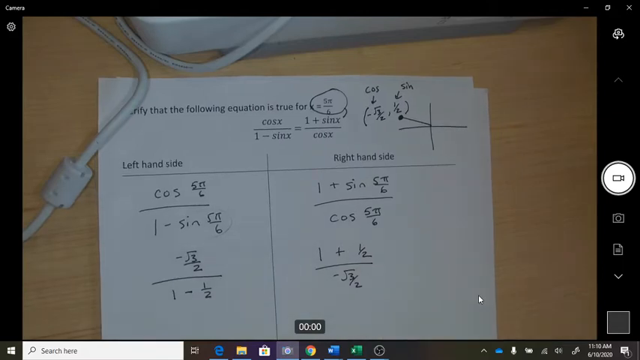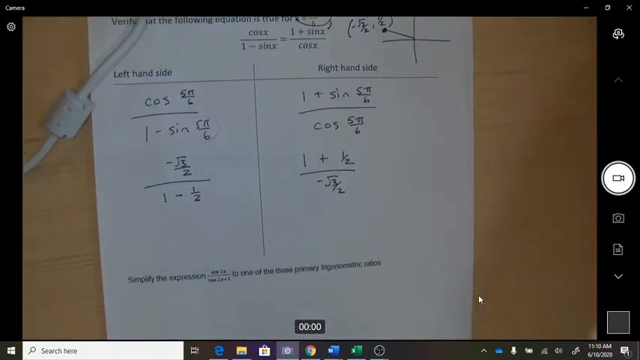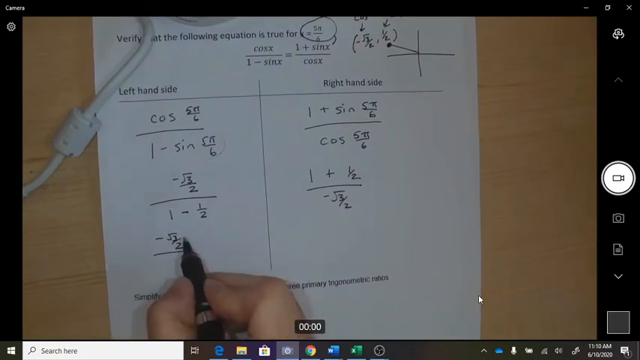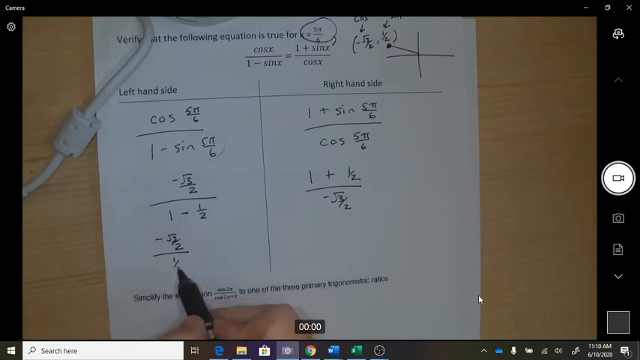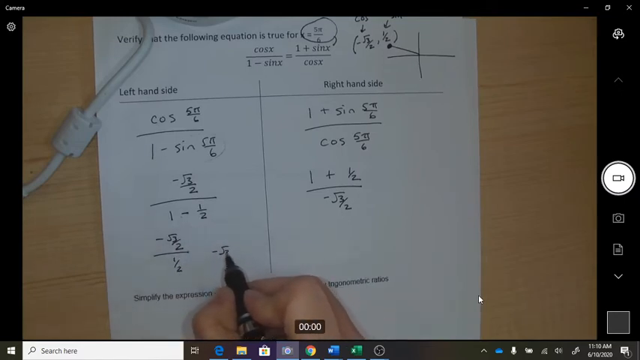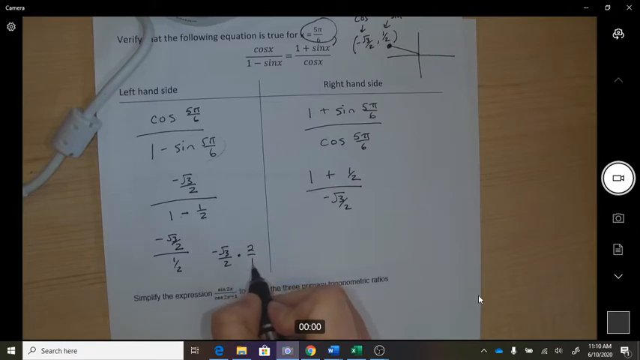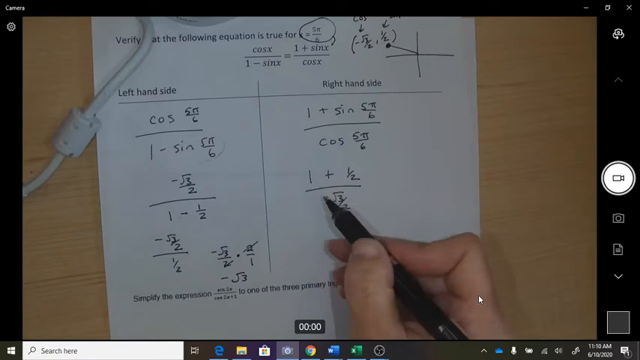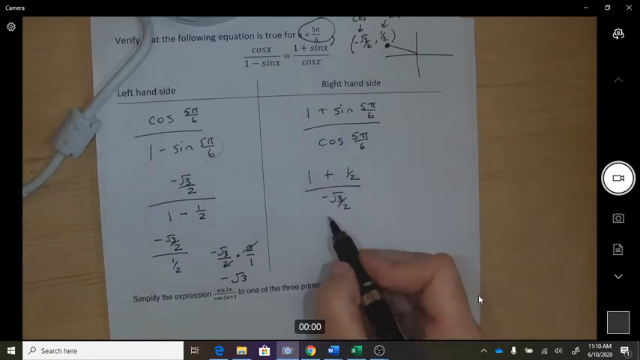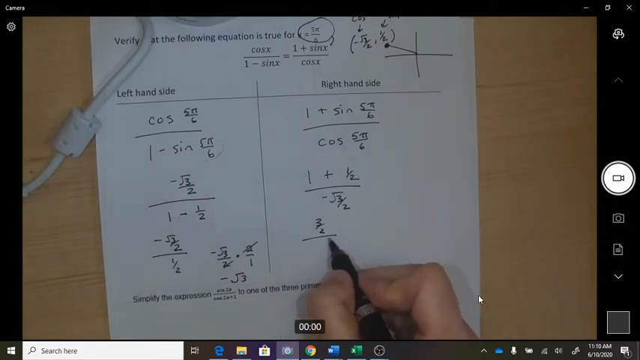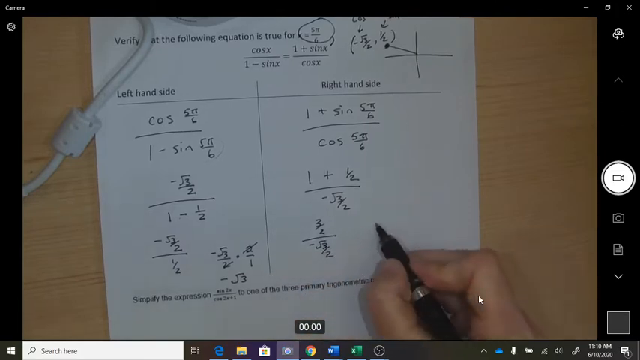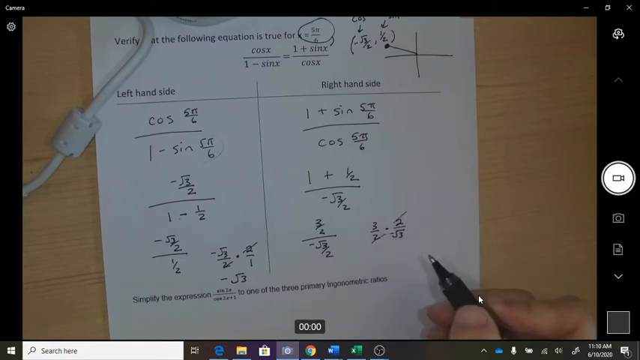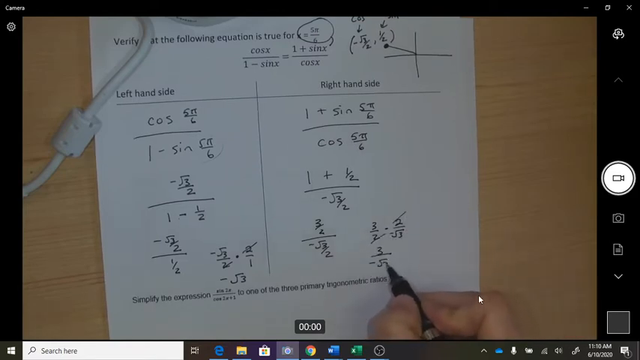okay. So now you've plugged in the trig values, so now you just have to do your algebra. So negative root 3 over 2 divided by 1 minus 1/2, so that's 1/2. I'm going to switch this to multiply. So my final answer is negative root 3. And then here 1 plus 1/2 is 3/2. So now I'm going to switch and multiply. And those cancel, so 3 over negative root 3.